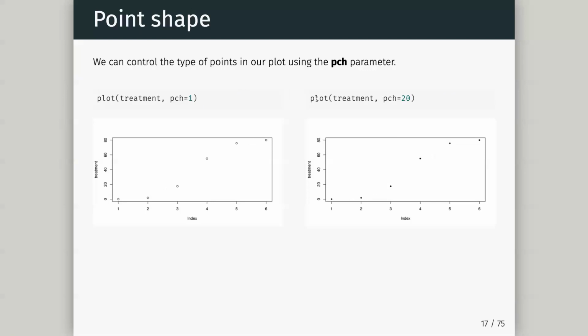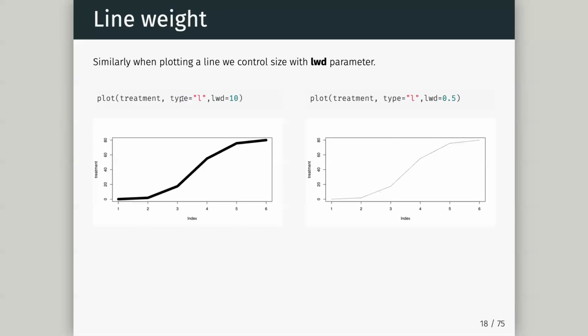Similarly, whereas this controlled character expansion, so points, text we put in our plot, if we want to control the size of the line, we need to do the lwd. So this is the line width parameter. I'm not sure what the D stands for. Line width. So if I set that to be 10, it's going to be 10 times bigger. 0.5, it will be 50%.